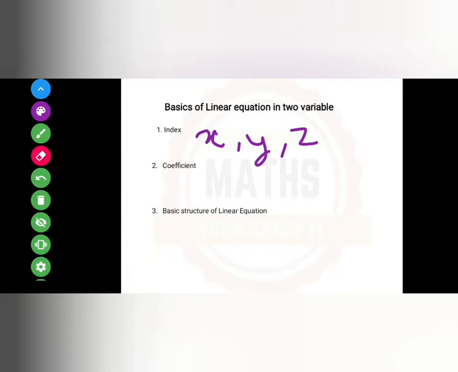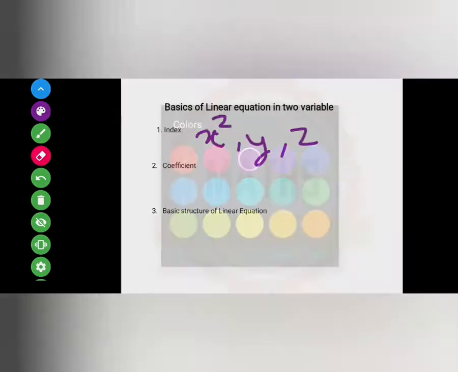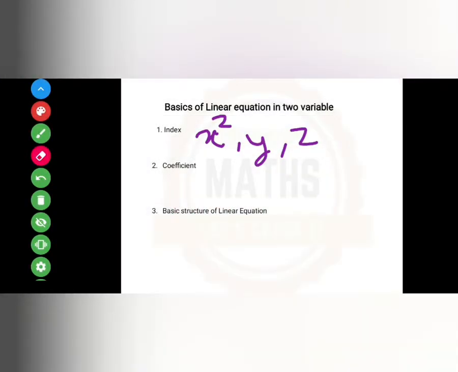Anything which you found as a power above this variable is called as index. If I say x raised to 2, so 2 would be my index. If I say y raised to 8, 8 would be my index. Or z raised to 20, 20 would be my index. I hope this is clear.